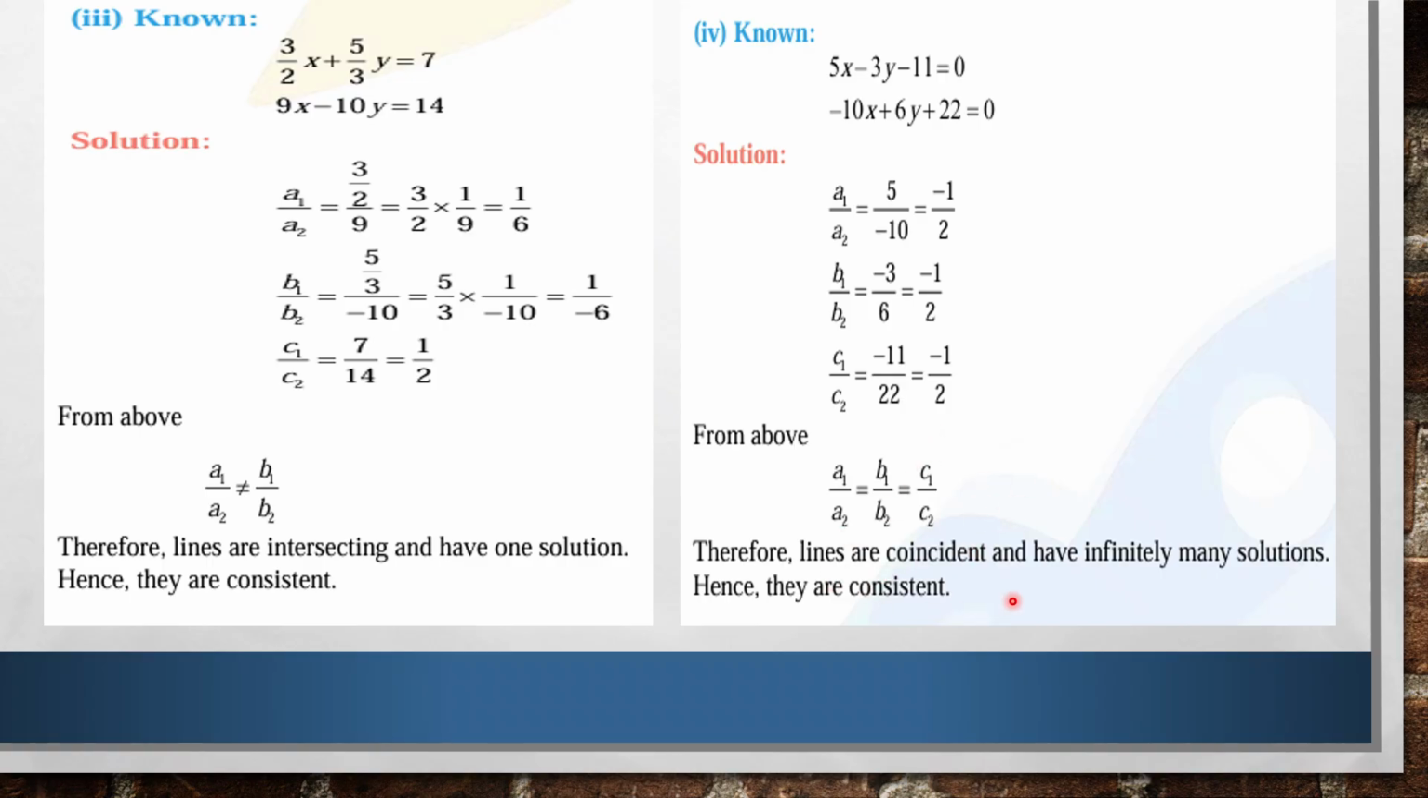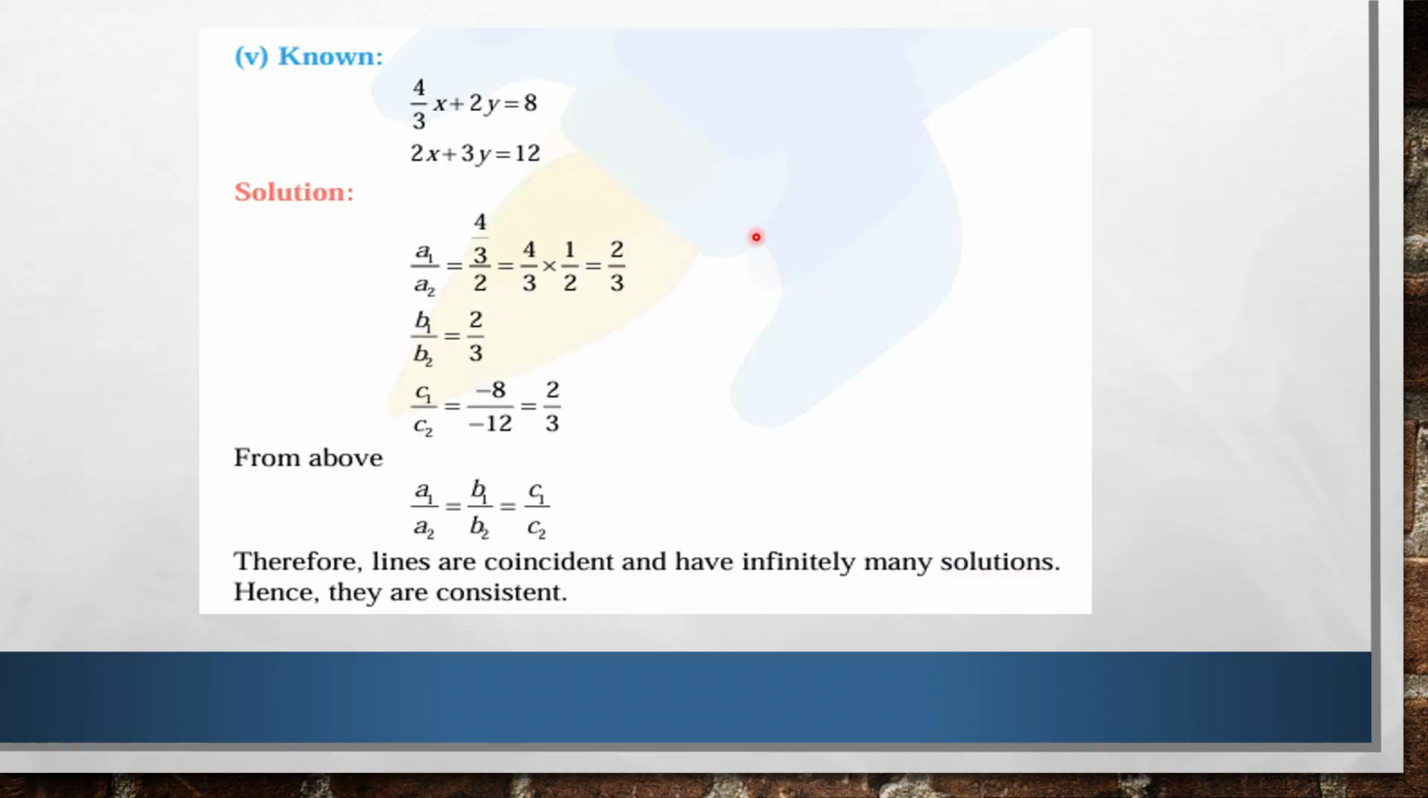They are also consistent. So next question, 4 by 3x plus 2y is equal to 8, 2x plus 3y is equal to 12. Here a1 is given as 4 by 3, a2 is given as 2. So 4 by 3, the 2 will go to the denominator, it becomes 1 by 2. So 2 ones are 2, 2 twos, I can cancel. So you will get 2 by 3 as a1 by a2.